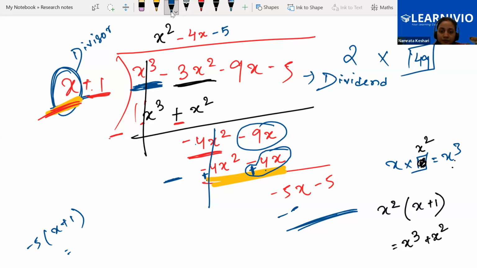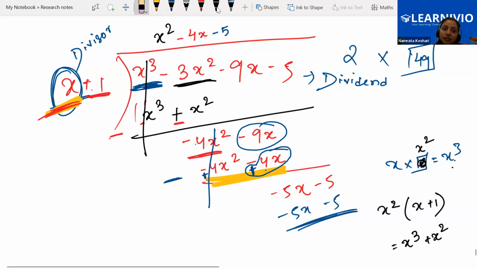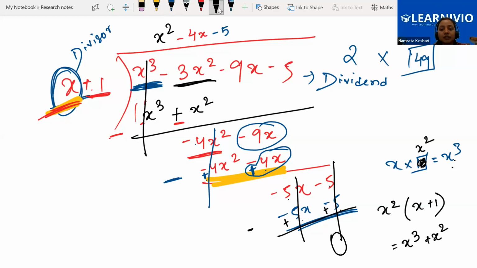-5x -5. Perfect. Now we will do subtraction again, because in normal general division too, what did we do? We did subtraction, so here also we will do subtraction. When we subtract, every sign will reverse. -5 + 5 cancel, -5 + 5 cancel, the remainder is 0. Can you see the remainder came out as a 0? Madiha, are you there?